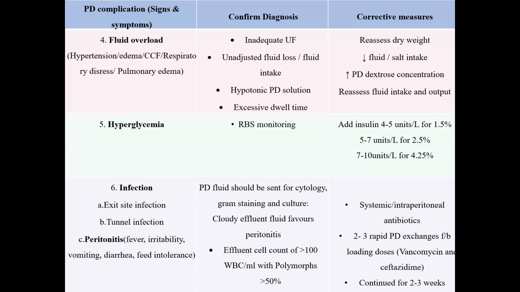In case of infection, we have to look for exit site infection, tunnel infection, and peritonitis, which is the most dreaded complication. For this, we have to look for fever, irritability, vomiting, diarrhea, or feed intolerance. For diagnosis of peritonitis, PD fluid should be sent for cytology, gram staining, and culture. Cloudy effluent fluid favors peritonitis. This can be diagnosed by effluent cell count of more than 100 WBC per ml with polymorphs more than 50%.